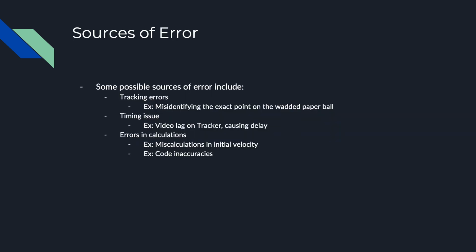So some possible sources of error include tracking errors, such as misidentifying the exact point on the wadded up paper ball. Another possible source could be timing issues, such as video lag on Tracker, which might cause delays. And lastly, we have errors in calculations, and this could be from code inaccuracies or miscalculations in initial velocity.